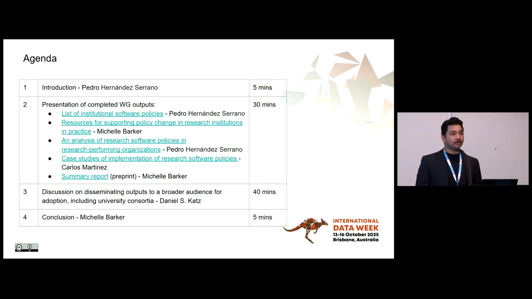So let me give you a quick overview of the agenda. What are we expecting for the next 1.5 hours? Quick introduction of what the working group is about, to give you a little bit of context of what we are going to discuss. Then a quick presentation where a couple of us are going to mix and talk about the different topics: institutional software, research software policies, resources that we have collected and published, case studies on research software policies, and a sneak peek of the summary report as well.